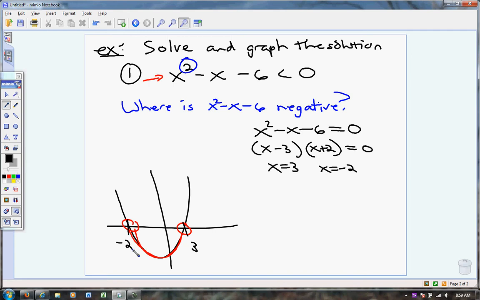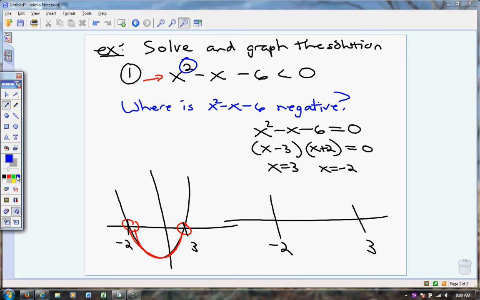So what we're going to do is divide this up into 3 regions. Here's 3, here's negative 2, and we're going to check a value somewhere in those intervals just to verify what we think is true.